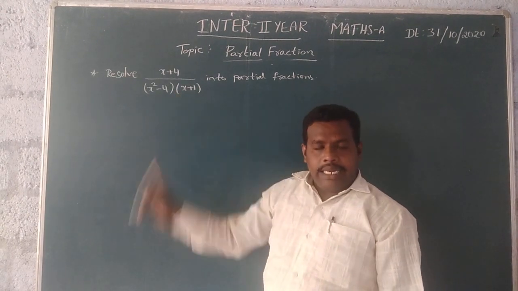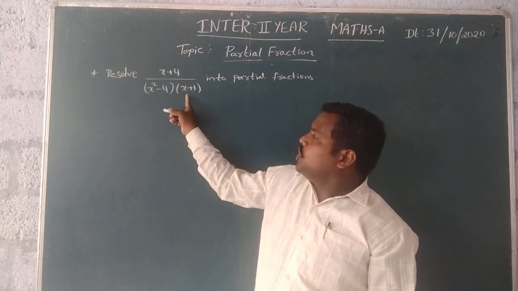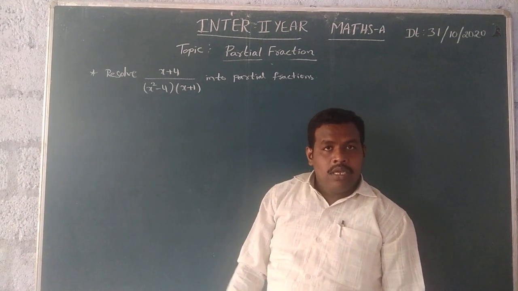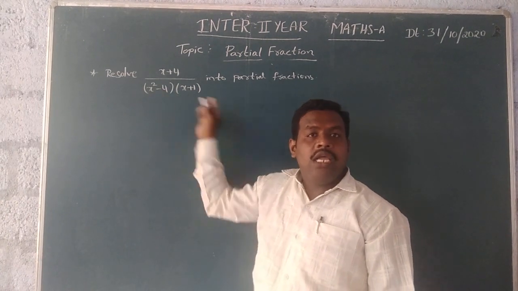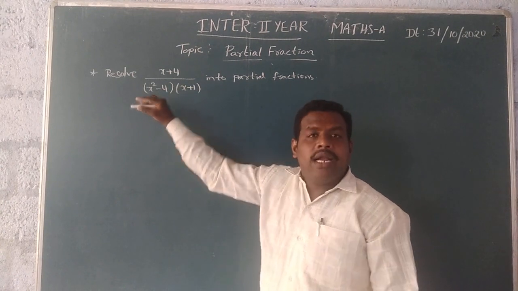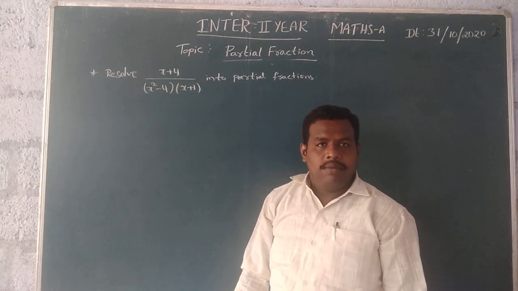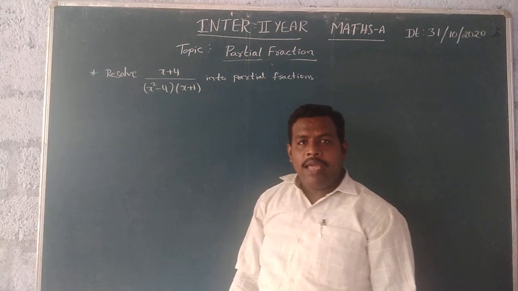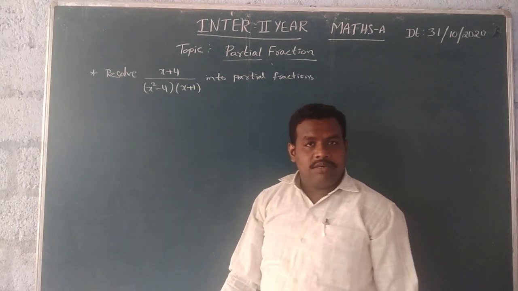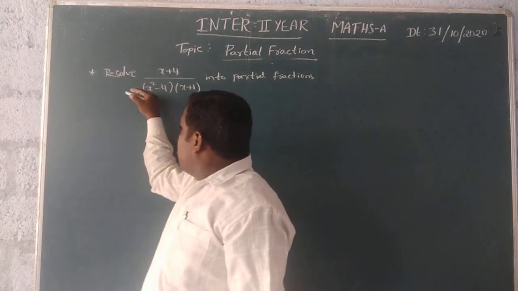G of x contains, here, what is the g of x? The denominator is x square minus 4 into x plus 1. So x square minus 4 is not a linear factor. It is a quadratic expression. X plus 1 is a linear factor. So this quadratic factor can be expressed into linear factors.